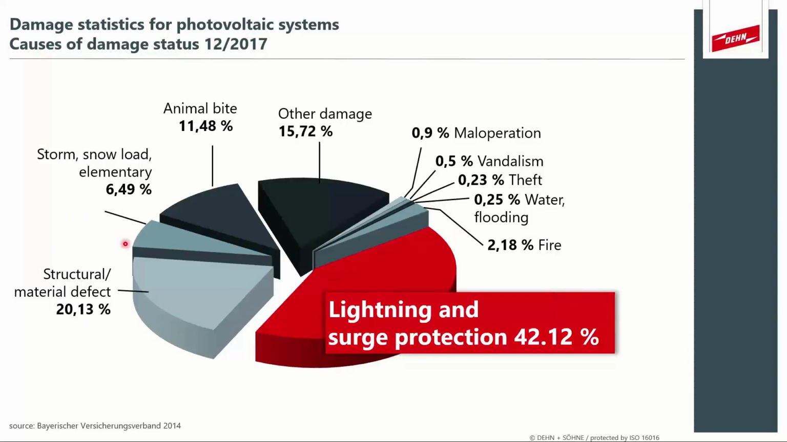Now, statistics from a German insurance company, in this case from 2017, show the ratio of damage to PV plants and what actually caused this damage. You can see the biggest portion of this damage was due to lightning. It was about 42%. So this makes this a very, very relevant topic to understand and investigate, and to make sure that you plan for this through the process of design and construction of your PV plant.